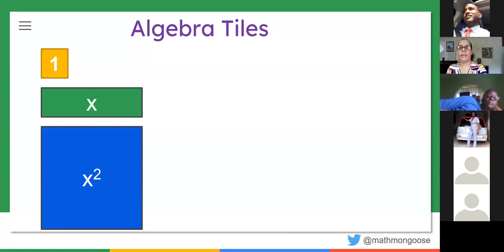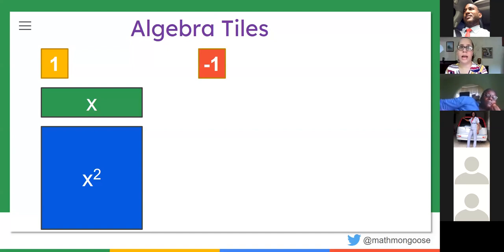And then we have a tile for X squared. At the primary level, we probably are not using the X squared as much, but I just wanted you to see that the X squared tile also exists. You can look at the relationship between the size of the X and the X squared. It's X width and X length, and that's why we get X squared. So algebra tiles has a tile that represents one, several tiles that represent X, and tiles that represent X squared.